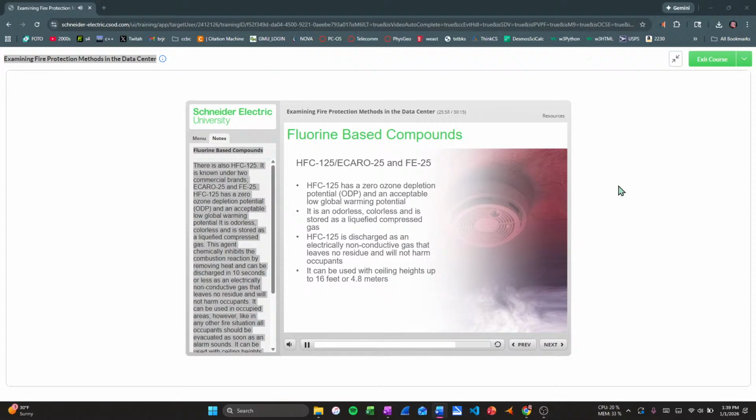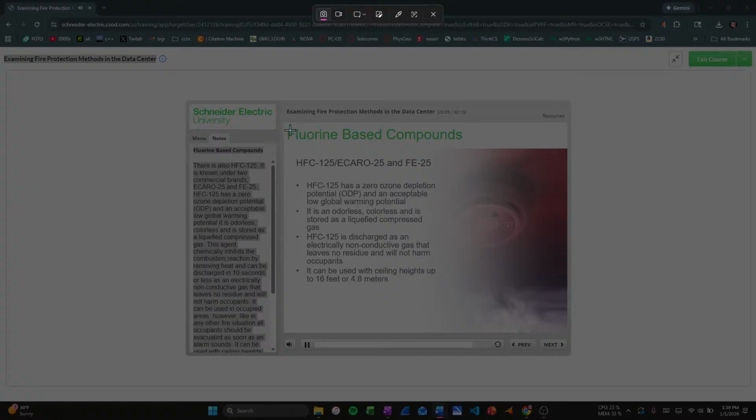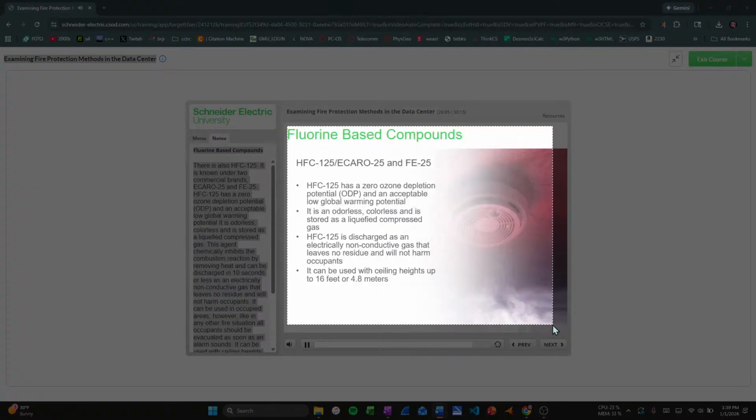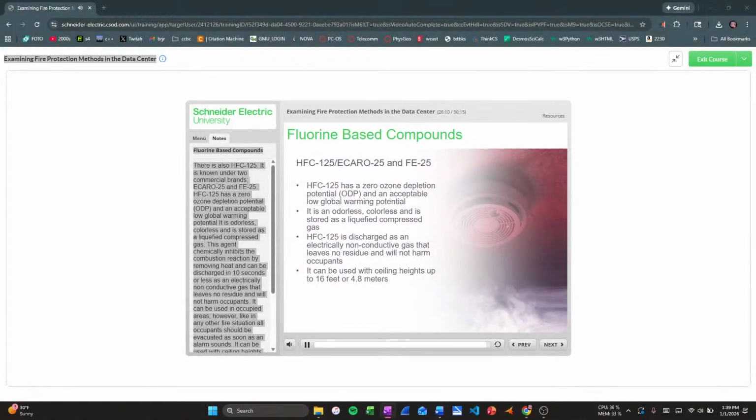One of the main advantages of HFC 125 is that it flows more like halon than any other agent available today and can be used in the same pipe network distribution as an original halon system.